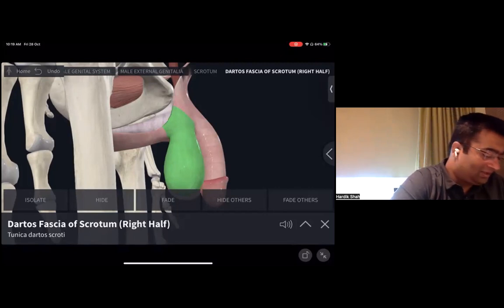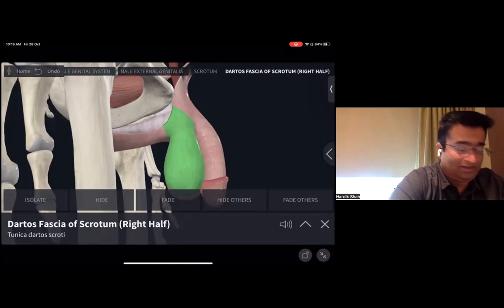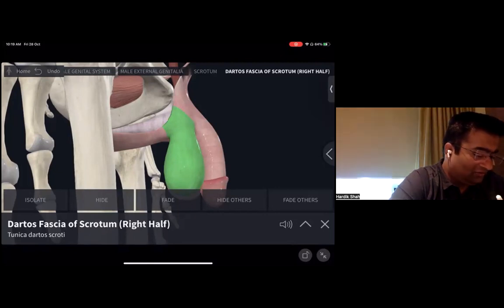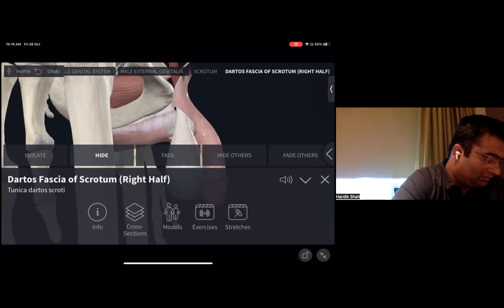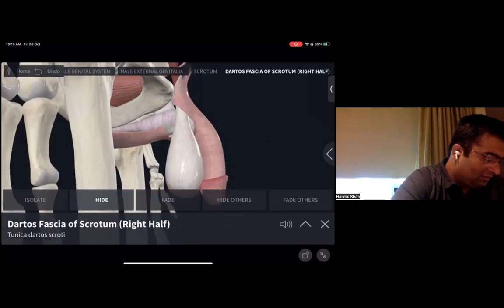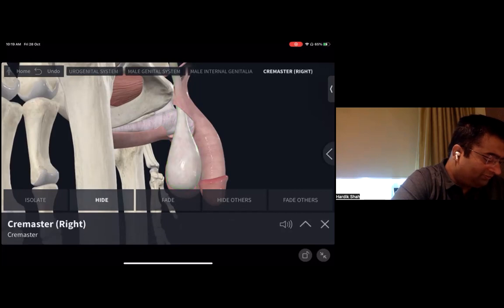Now let us have a look at the internal regions of the testes. One by one, I'll just remove the layers of the scrotal sac first. This in detail is not required at your levels, so you need not worry much about the different layers that I'll be removing. There'll be a lot of muscles and connective tissue fibers inside.